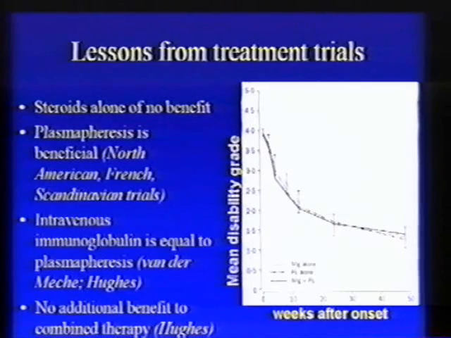Now, this was confirmed by French and Scandinavian trials, and a Dutch group led by Frans van der Meché and subsequently Richard Hughes in England showed that intravenous immunoglobulin is exactly the same as plasmapheresis, and how similar they are is shown here, where you really superimpose the rate of improvement from plasmapheresis alone, infusion of intravenous immunoglobulin, and the combination of the two. There is no additional benefit to combined therapy.